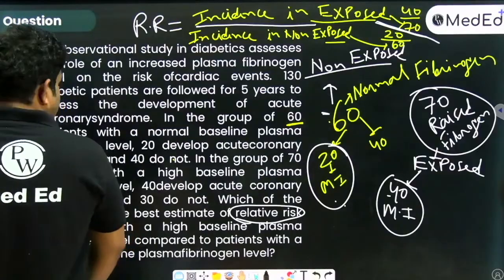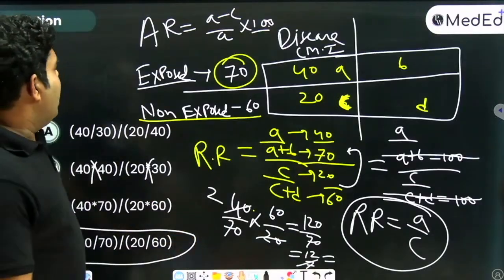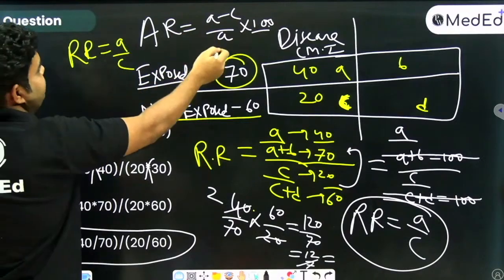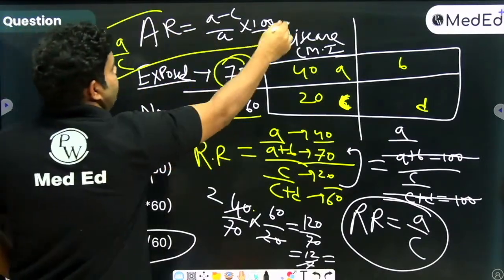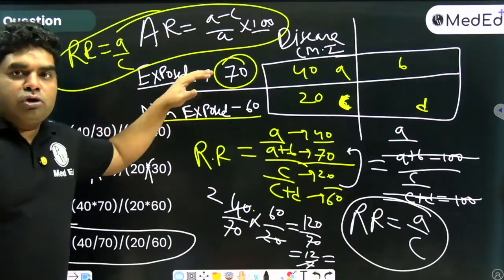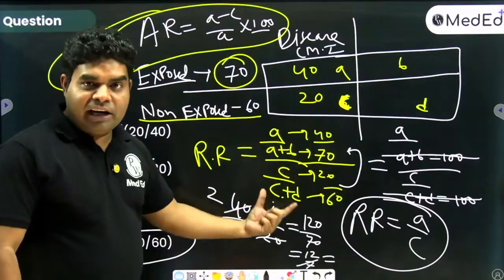Many a time they ask the definition, which one is correct. Sometimes they can ask numerical. Numerical is either done by the formula A by C for relative risk, or A minus C by A into 100 for attributable risk. And these two formulas you will apply if exposed, non-exposed both are equal. If they are not equal, you will apply this big formula of relative risk.